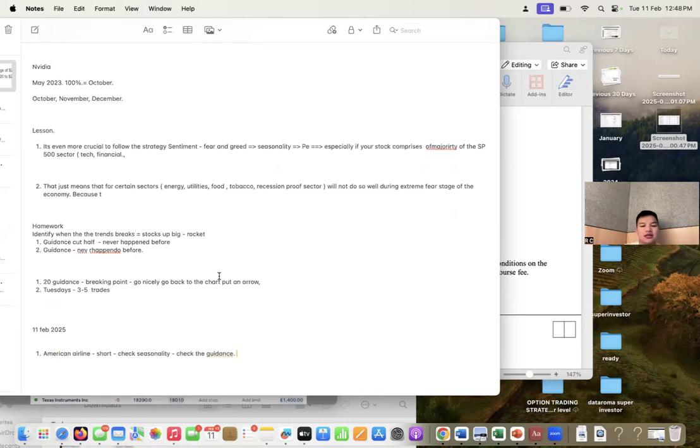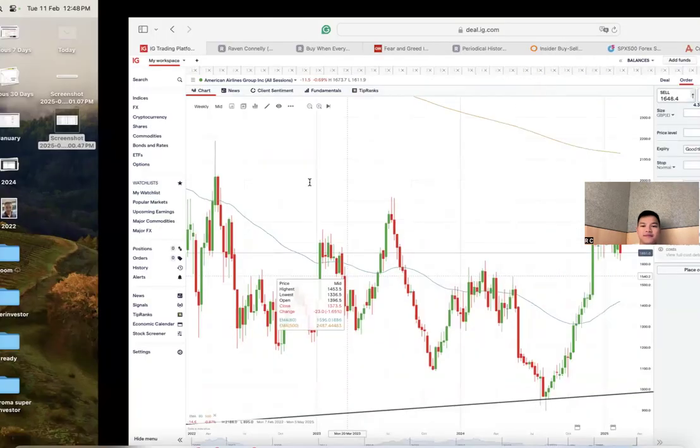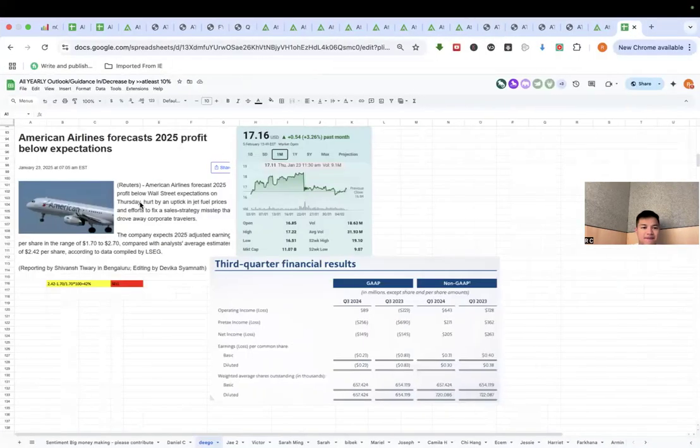How do you check the guidance? Check the 8 quarters guidance to see what happened to the stock price when guidance was like that. Okay, next one.